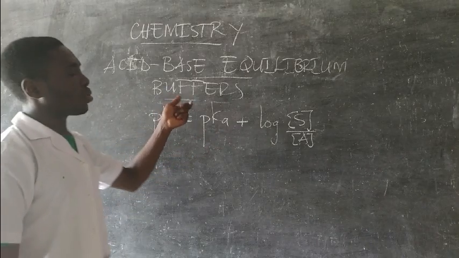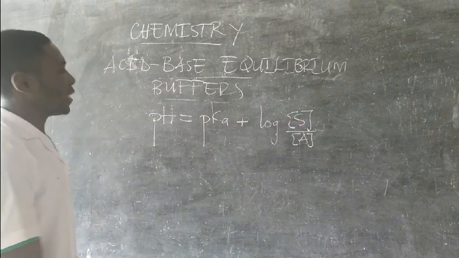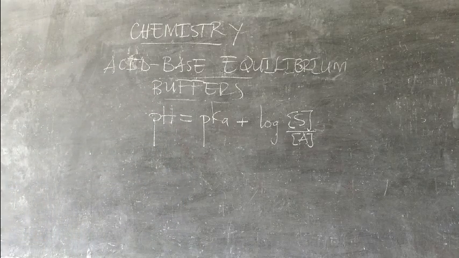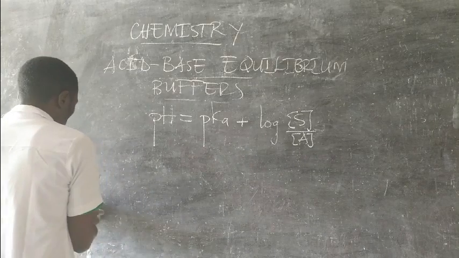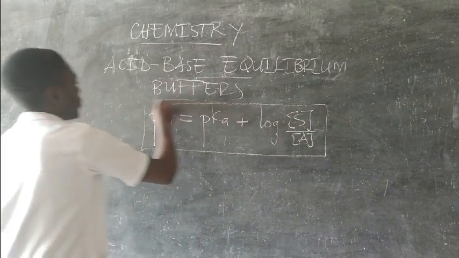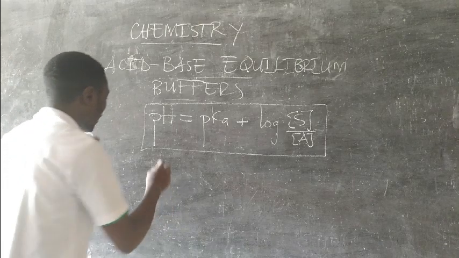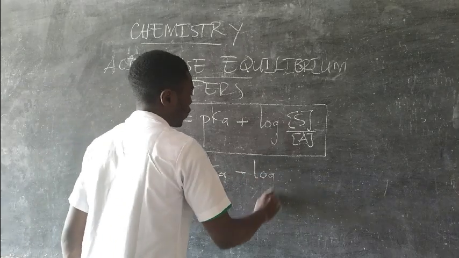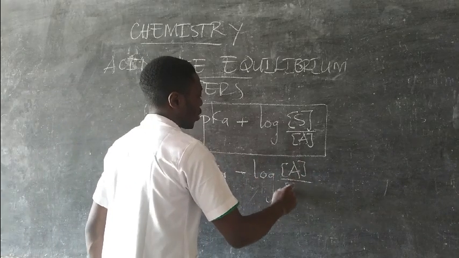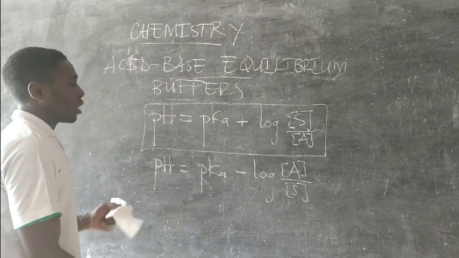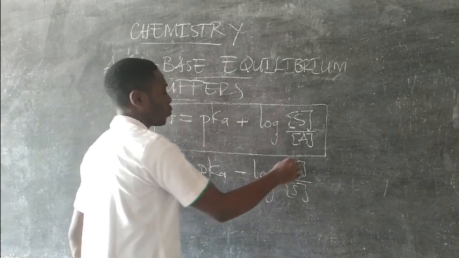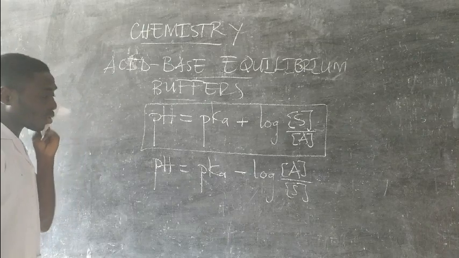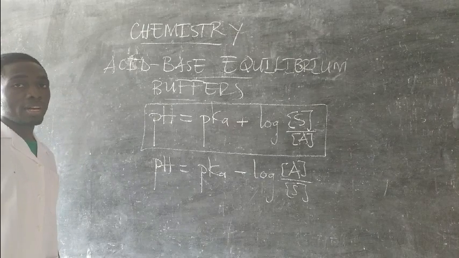The acid in this case can be ethanoic acid, and the salt will be sodium ethanoate. So please take note of that. Now, in some other books, they write the pH as pH equals pKa minus log of the concentration of acid divided by the concentration of the salt. So if you see minus, remember you should put acid over salt. But if you have plus, it should be salt over acid. And that is all for the calculation of the pH of a buffer solution.